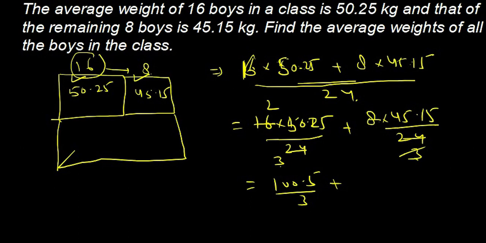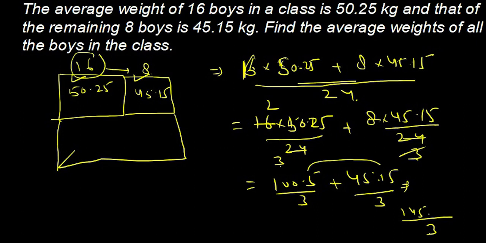So 8 3s are simply 45.15 divided by 3. So now 3 is the LCM. Just sum up the numbers. 45 is... 145.5 and this is going to be 0.65. Now you can deduct this. So 3 4s are 12, 3 8s are 24, 3 5s are 15, 3 5s are 15. So 48.55 is going to be your average.